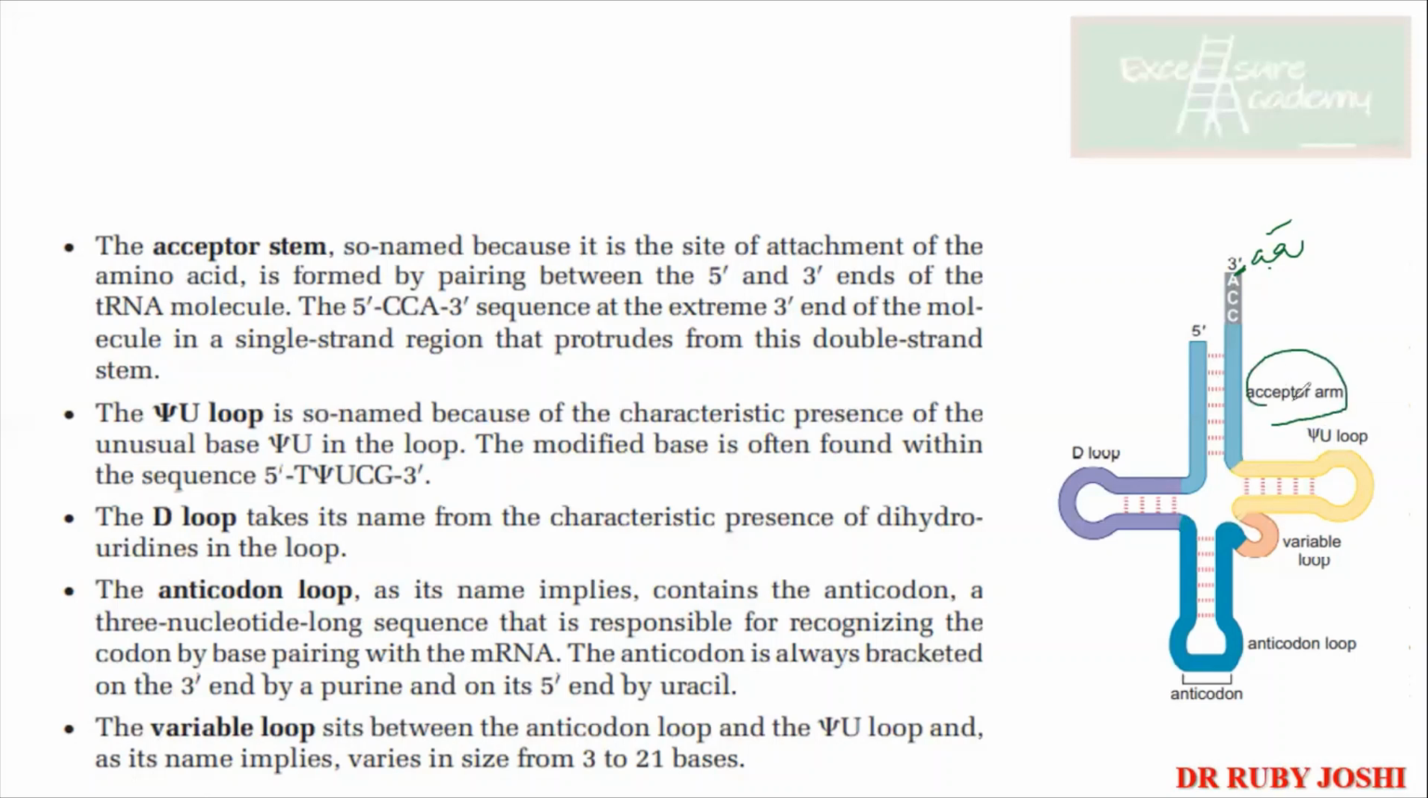Okay. Then coming to the pseudo-uridine loop, it is called that because of the presence of the unusual bases जो भी हमने discuss किया. Now the modified base is often found within the sequence T, pseudo-uridine, U, C, G. Okay, I hope you're able to follow this. Now, the D loop takes its name because of the presence of dihydrouridine in this group. Already हमने mention किया. Then the anticodon loop is there, of course.